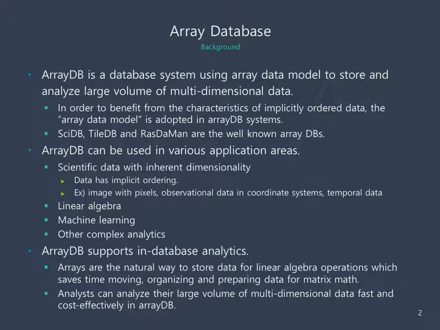So if we process this data to get information in this tuple, you read the tuple and check the x-axis and y-axis and the value. So it's very inefficient for multidimensional data. So in order to benefit from this multidimensional data, the array data model is adopted in array database. There are several kinds of array databases, such as SciDB, TileDB and Rasdaman. But we will use SciDB because it's the most popular database.